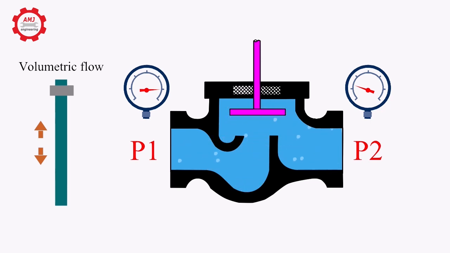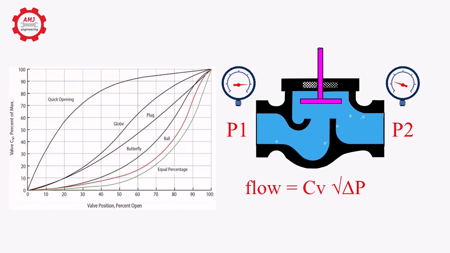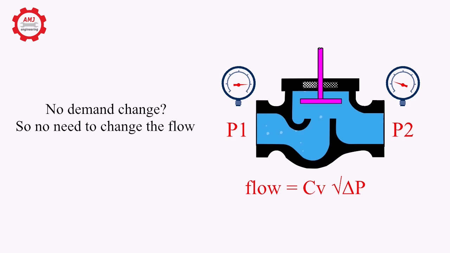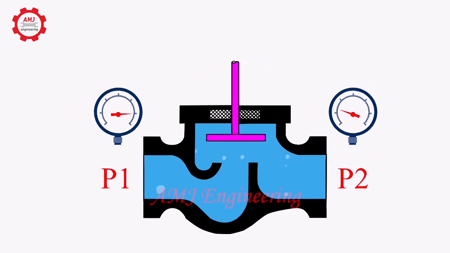This fact is evident in the basic flow formula, flow equals Cv times the square root of delta P. As the pressure differential, delta P, increases, and the open area of the valve stays the same, therefore Cv remains unchanged as you can notice from this graph, then the flow has to increase. The only time we want to change the flow in the coil is when the load requirement changes. Then the actuator should respond to the signal received from the thermostat by changing the valve's open area.